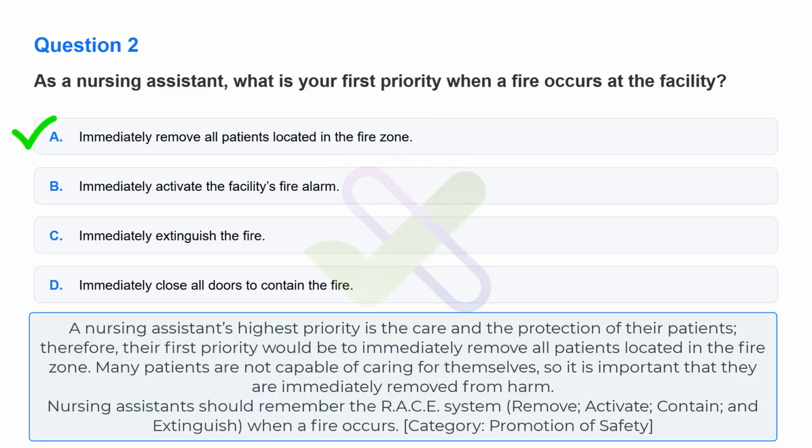The correct answer is A. Immediately remove all patients located in the fire zone. A nursing assistant's highest priority is the care and the protection of their patients. Therefore, their first priority would be to immediately remove all patients located in the fire zone. Many patients are not capable of caring for themselves, so it is important that they are immediately removed from harm. Nursing assistants should remember the RACE system: remove, activate, contain, and extinguish when a fire occurs. Category: Promotion of safety.